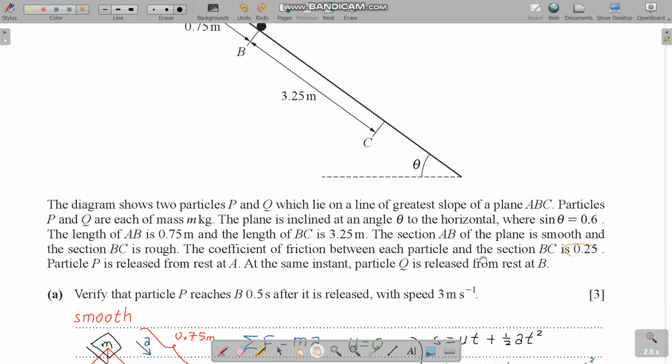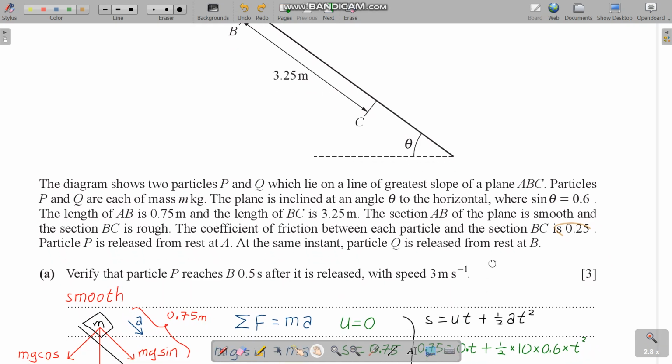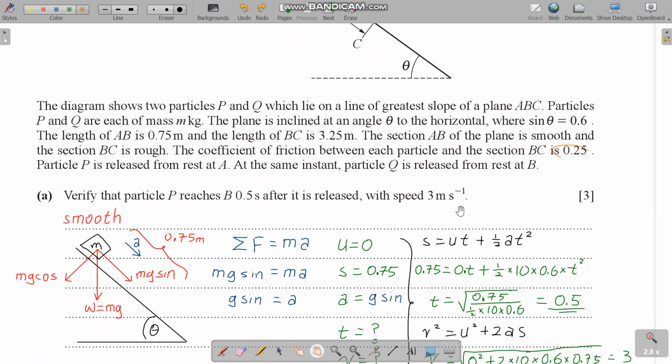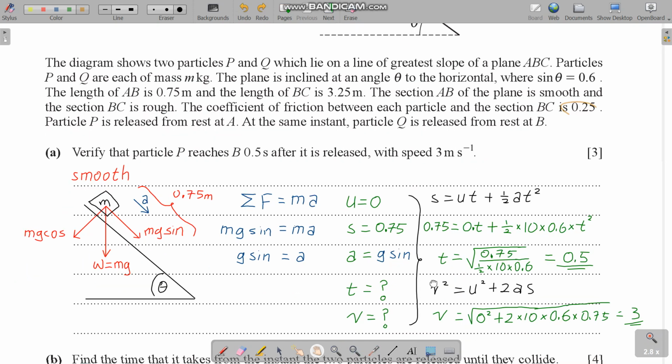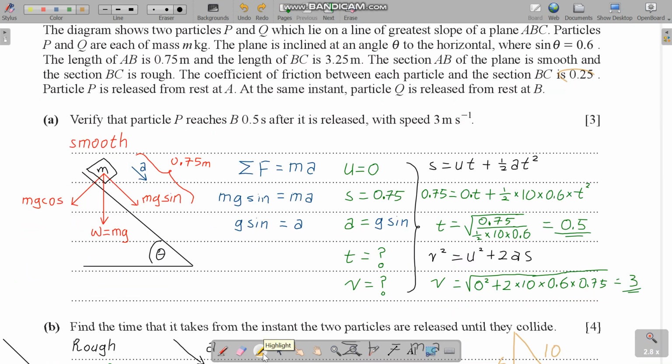Verify that particle P reaches B 0.5 seconds after it's released, with a speed of 3 meters per second. For the first part, we have the mass m, which means the weight is mg. We can split this weight into W cos theta and W sine theta. We don't care about the cos component, there's no friction anyway, just focus on this force down the slope. Sigma F equals ma. We can find the acceleration, which is g sine theta.